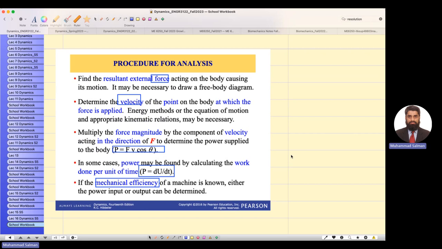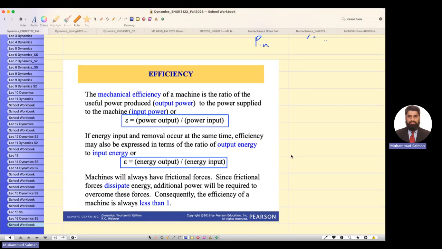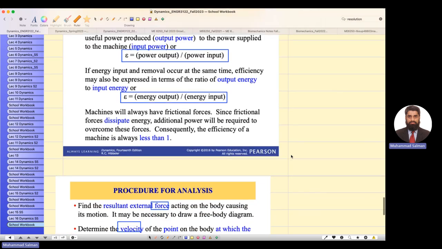And how would you start solving the problem? It says the energy in time. What does that mean? Express efficiency using that equation. What does that mean? Energy input and removal. So energy out or removal energy, whatever you're supplying, you are taking out.